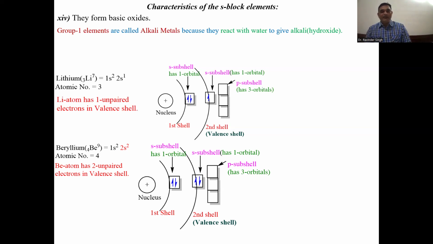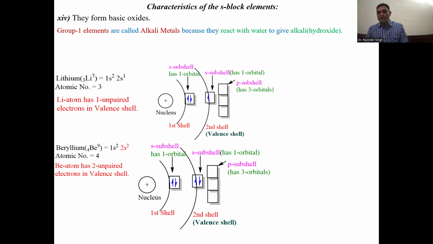They are the alkali metals. Group 1 elements are called alkali metals because they react with water to give the alkali, the hydroxide, which easily gives OH negative ions. So they are basic in nature. So oxides of group 1 elements are basic in nature. Similarly, group 2 elements are called alkaline earth metals, because their oxides are present in the earth's crust. So these are the general characteristics of the s-block elements.